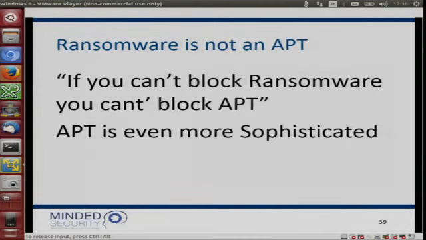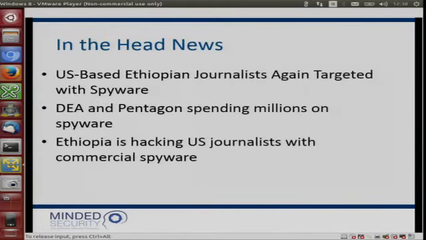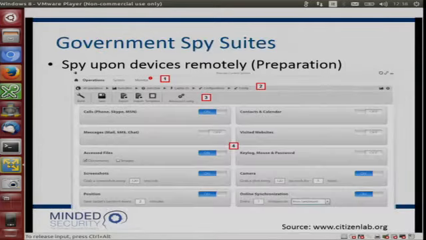Ransomware is increasing tremendously. If you can block ransomware, of course you can block APT, because APT is even more sophisticated. US-based Ethiopian journalists have been targeted with spyware, for example. Spyware is a kind of APT when it's used for very narrow and targeted targets. DEA and Pentagon spending millions on spyware. Ethiopia was hacking United States journalists with commercial spyware.